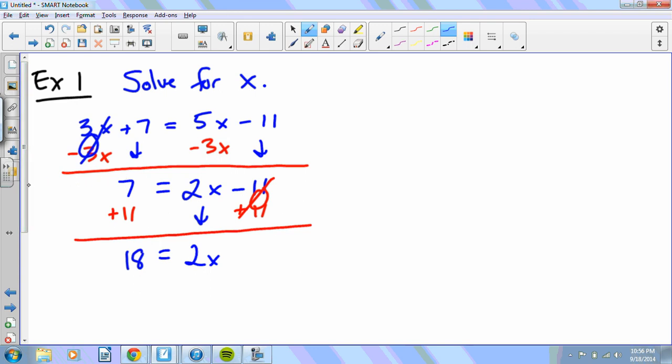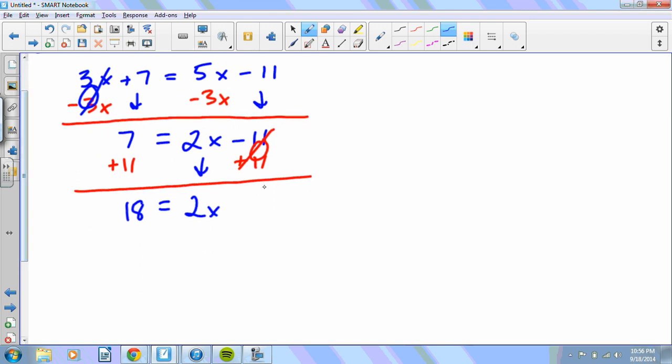Got to that point. No fractions to work with, nothing to worry about there. I can simply divide by 2 because that is the inverse operation. That gives that 1 there we're looking for. I have a single x, and that's equal to 9. So 9 is my answer.